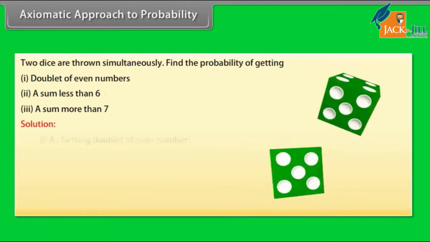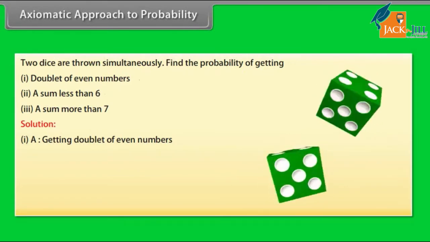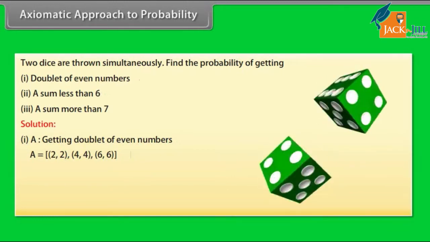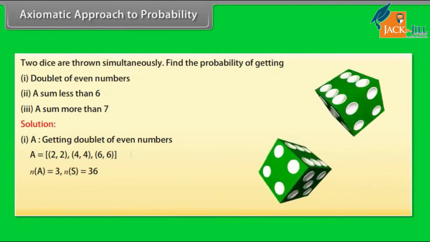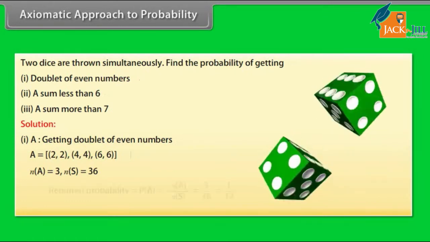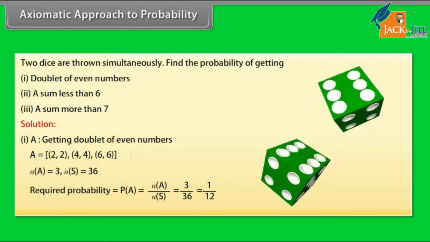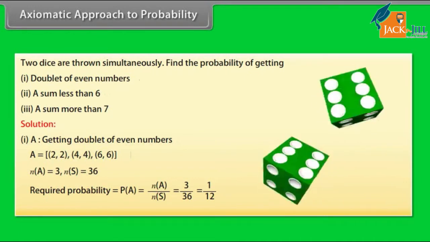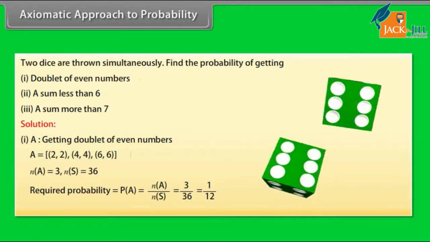Solution. 1. A: getting doublets of even numbers. A is equal to (2,2), (4,4), (6,6). N(A) is equal to 3. N(S) is equal to 36. Required probability P(A) is equal to N(A) divided by N(S) is equal to 3 by 36 is equal to 1 by 12.